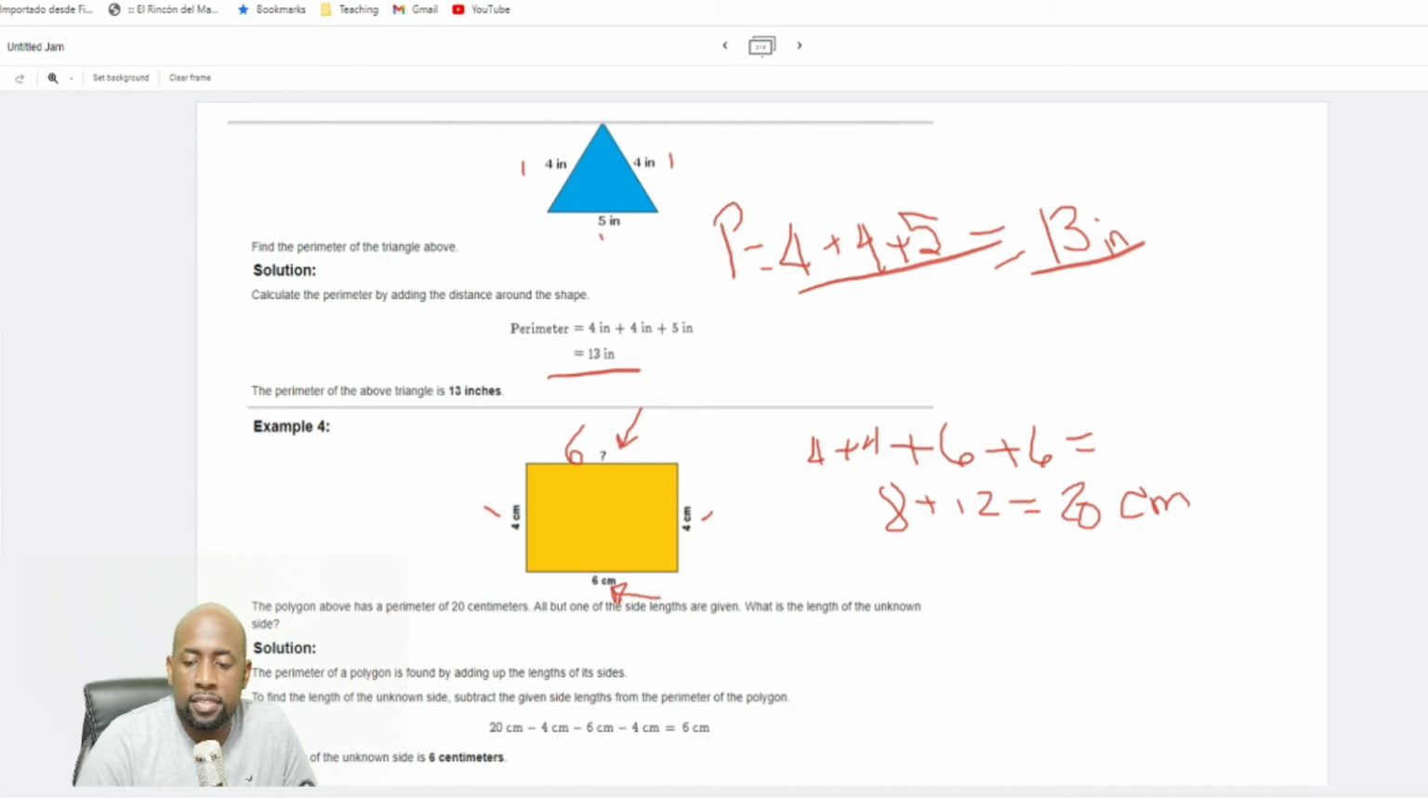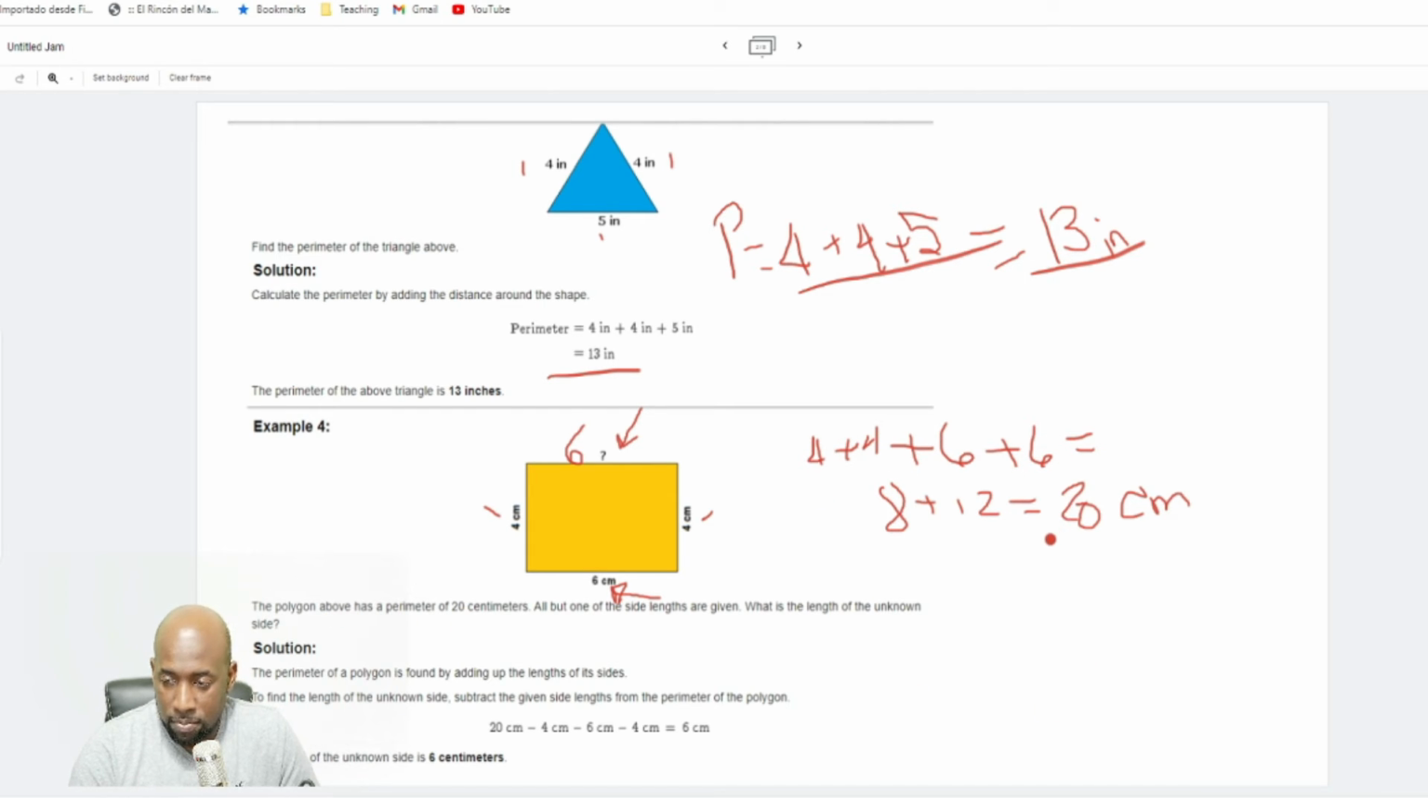Here it is telling us another way how to figure out this unknown side. Since we know that it's 6 centimeters here, and it's the same length on the other side, the unknown side, we just copy 6 here. But here it is telling us a way how to do it. To find the length of the unknown side, subtract the given side from the perimeter of the polygon. The perimeter of the polygon, it says here, is 20 centimeters. And then you have to subtract 20 minus 4 minus 4 minus 6.